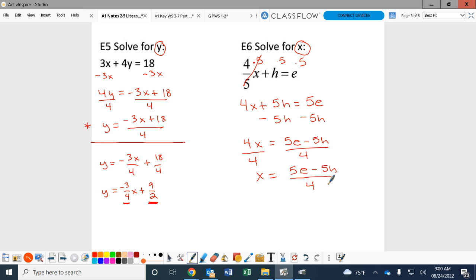You could wait and do it this way. 4/5 x plus h equals e, sorry, trying to write the original problem. You could move the h first, minus h, makes it 4/5 x equals e minus h, and then multiply everything by 5. But no matter when you multiply it, you're going to have to multiply it by 5 because when you multiply to get rid of a denominator, you have to multiply every single term in the problem, not just one on one side and one on the other.